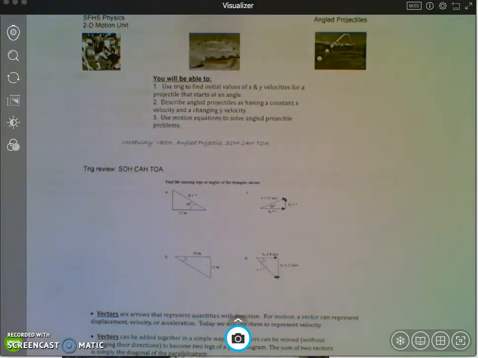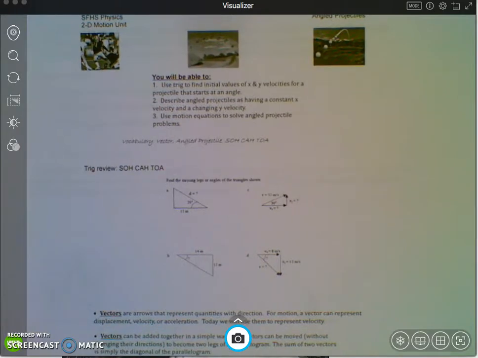Okay guys, this is Unit 2, Video 2, Angled Projectiles. Today we're going to focus on projectiles where we have initial velocity in x and y. If you recall from last lecture, we just did horizontal velocity, so the v initial in y was 0 all the time. That's not going to be the case anymore.